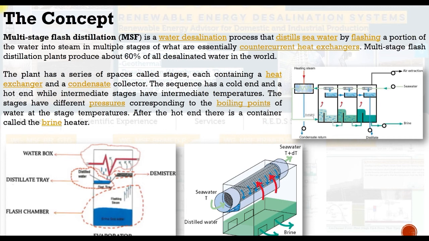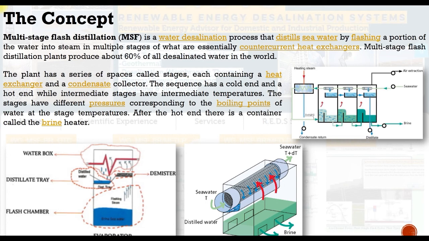Multi-stage flash is widely used, especially in the Middle East. It's a massive technique for producing a larger amount of fresh water extracted from saline water, especially seawater. Multi-stage flash distillation plants produce about 60% of all desalinated water in the world.